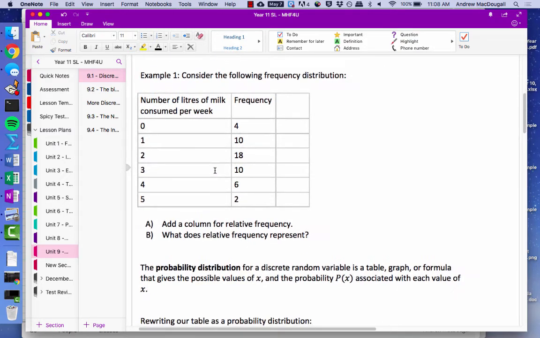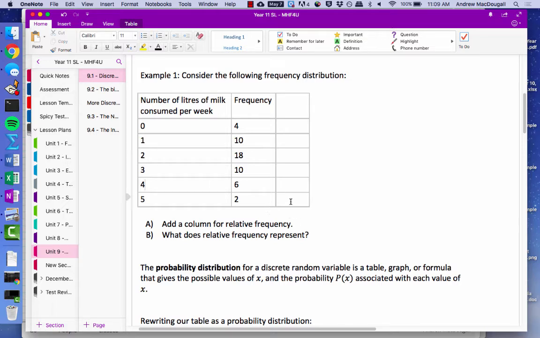And let's look at a frequency distribution here. This is example 1. And I've given you some data about a family, and it's a survey of families, really. And it's the number of liters of milk they consume per week. 4 families consume no milk per week. 10 families consume 1 liter of milk per week. 18 families consume 2. 10 families consume 3. 6 families consume 4, and 2 families consume 5 liters of milk per week.